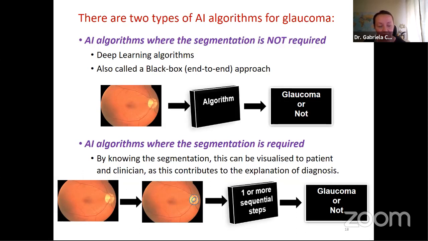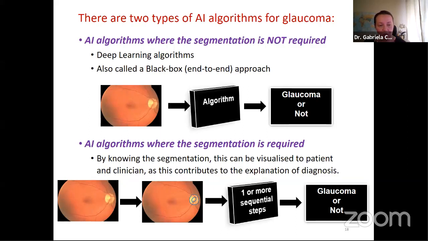There is another set of algorithms that you will see in published papers. Those are algorithms where segmentation is required or is done. So they would start with an image, do some image preprocessing, like deblurring, improving the image, or even cutting it into a smaller size. And then there will be some segmentation done automatically, like Bryan explained. And then there may be one or several steps, like we did, after which it will tell you whether it is glaucoma or not.